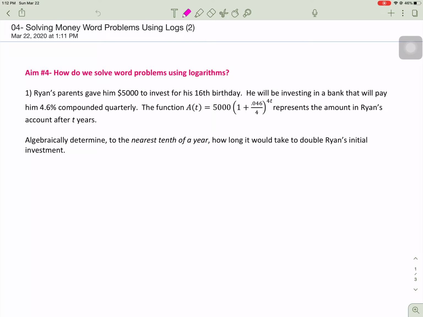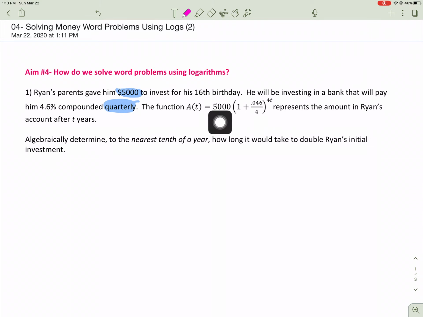Okay? So today we're going to get into solving word problems using logs, and there's going to be some loop back into last chapter with exponentials. We'll see that in a second. So let's get started with the first problem that says Ryan's parents give him $5,000 to invest. That's his initial amount for his 16th birthday, and he will be investing in a bank that will pay him 4.6% compounded quarterly. And they give you the function.